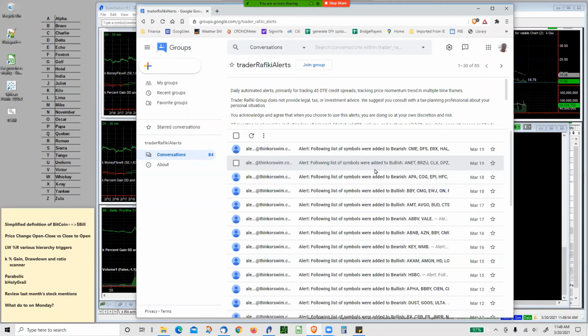So what is your credit to spread ratio? Do you have a particular target?